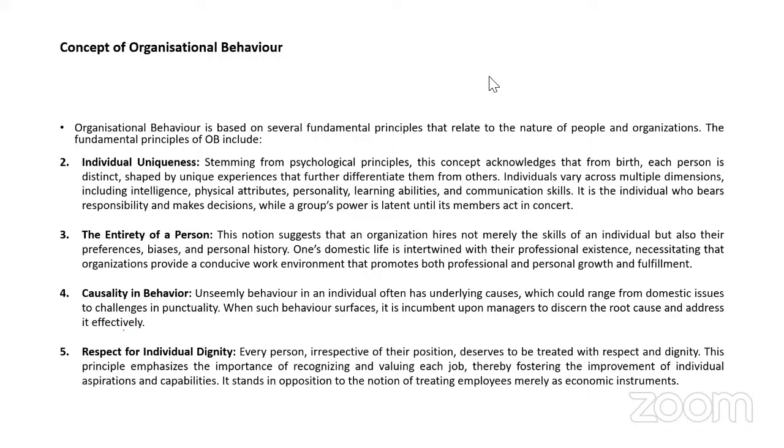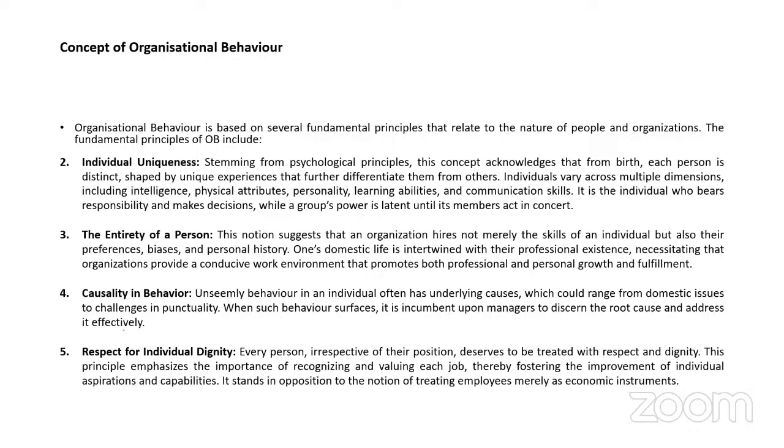A person is not coming on time. Don't say he's a lazy person. Don't just come to that conclusion. If a person is not coming to office on time, try to understand the behavior behind it, the reason behind it, and try to go to the root cause and address that reason. So that is what it means by causality in behavior.